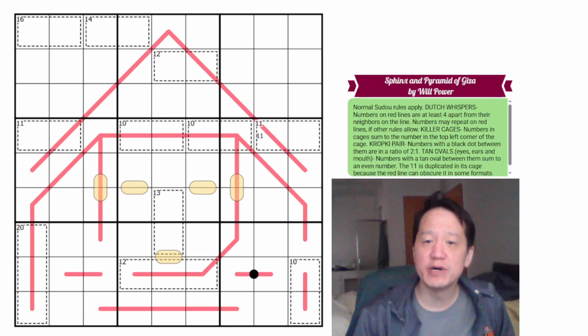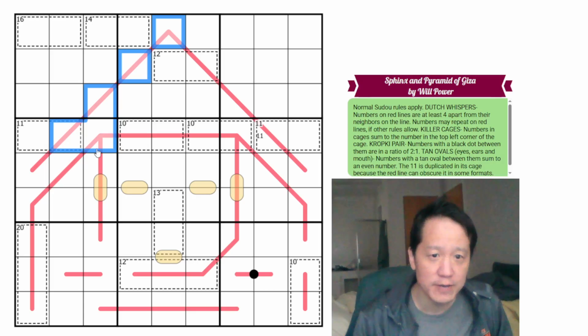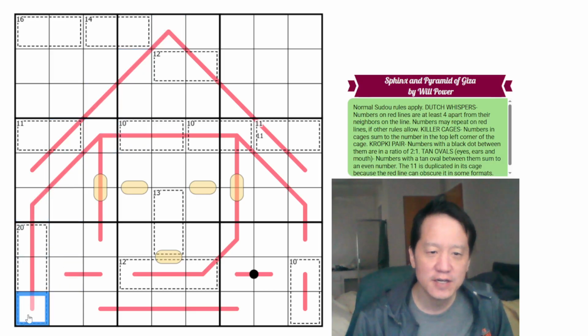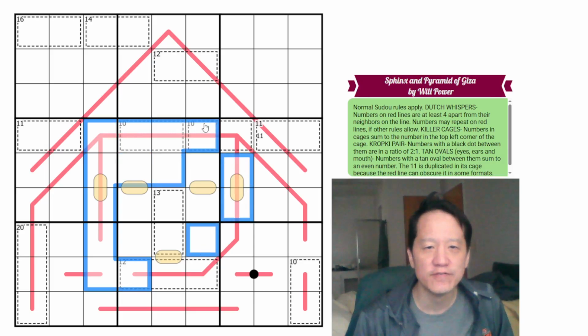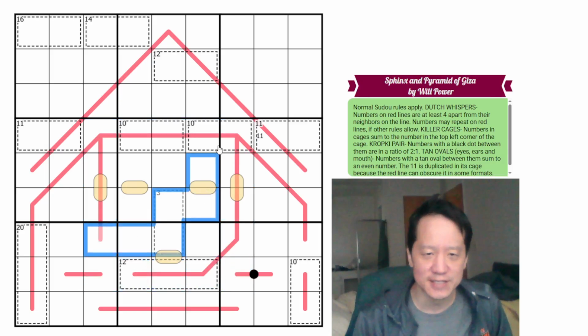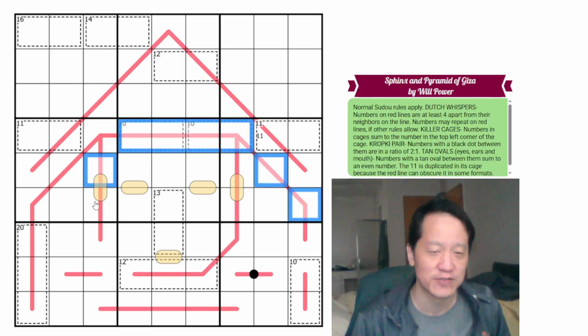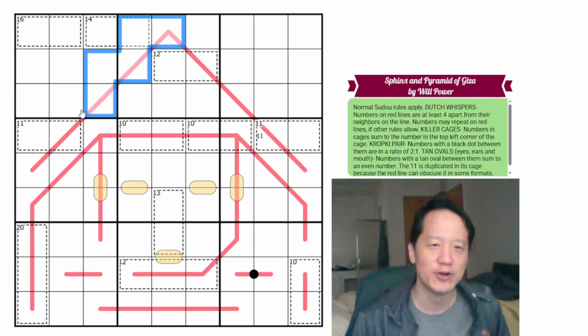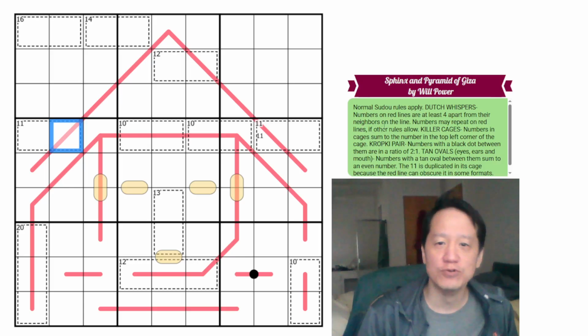Today's very easy puzzle is called Sphinx and Pyramid of Giza by Will Power. I guess this is the pyramid part, and this is the Sphinx. I'm not sure if they're actually in the same part of Egypt, but still a pretty cool concept, and it's very cool that he drew essentially something similar to what the Sphinx looks like, and we have the pyramid in the background. Anyways, here are the rules.